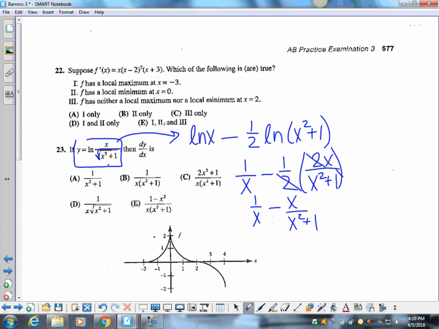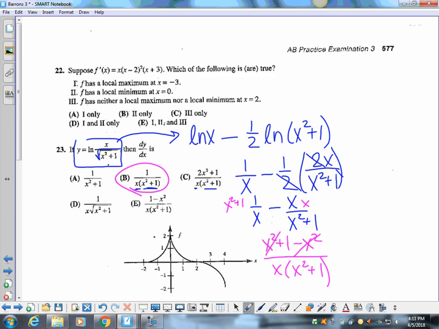Okay, and then we're going to look at my answers. Well, they have one fraction, so I need to get, but I can kind of see my x and my x squared plus 1. So I'm going to go common denominator. So that gives me x squared plus 1 minus x squared over x, and my x squareds are going to cancel and give me a 1. So we're that guy. So it was 23.